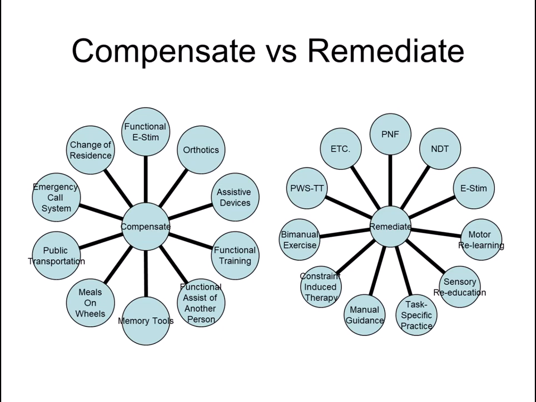This slide just shows a variety of different ways where you can remediate patient problems, or you may choose to compensate if the person is out of therapy time or they're not showing any functional return and recovery. So both are available to us as therapists, and we need to know that all of these options are available for our patients.